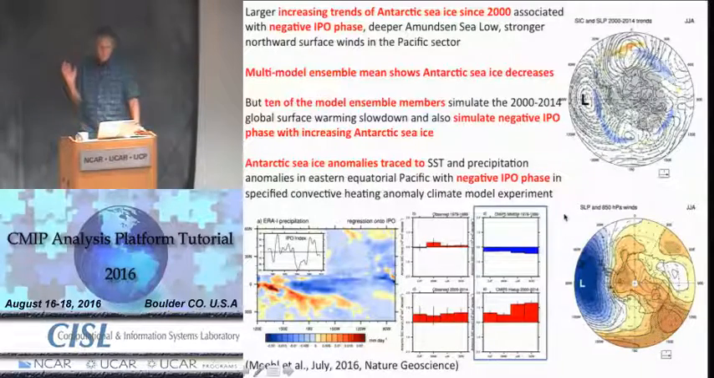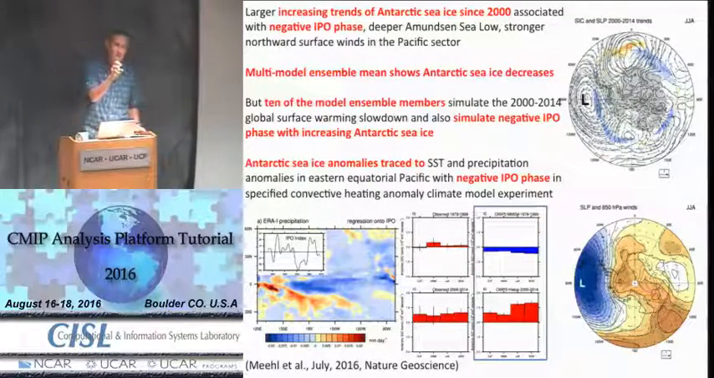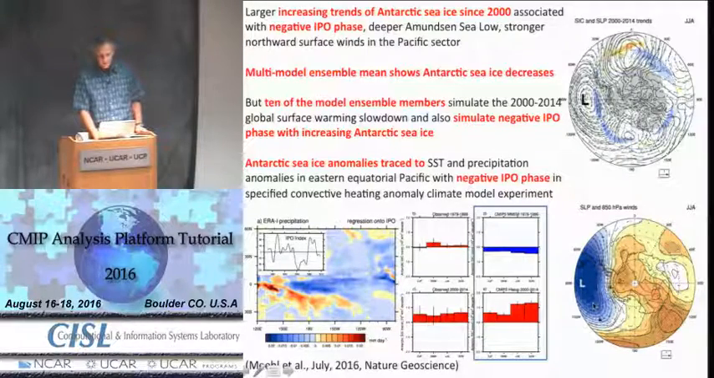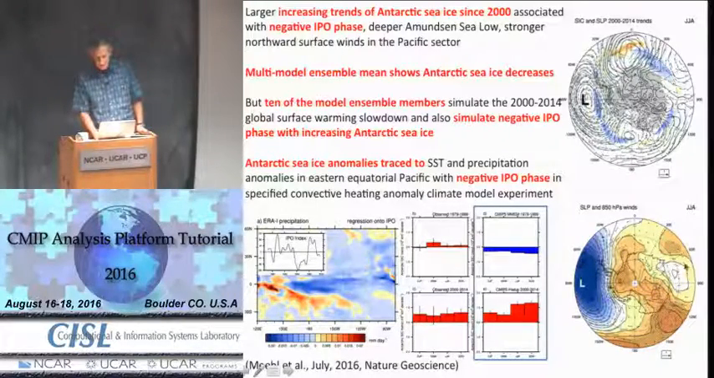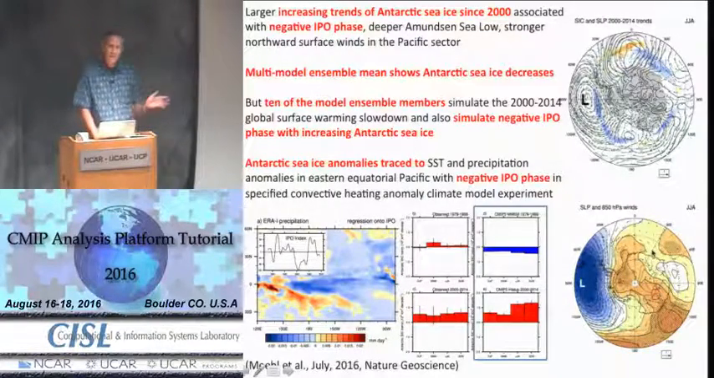We used just an atmosphere-only model and just put in a specified convective heating anomaly over the tropical Pacific, in the same sense as what we observed during the negative phase of the IPO. And this is the pattern we get. So we get this big deepening of the Amundsen Sea low, anomalously low pressure over here. Surface winds are all blowing out away from Antarctica. You get a little bit of a high over here, meaning you're getting winds blowing toward Antarctica, warm air advection, which would contribute to those decreases in Antarctic sea ice. Another bit of a low over here would again contribute to some of the surface winds blowing away from Antarctica. And so this teleconnection pattern we can trace back to the tropical Pacific and the phase of the IPO.